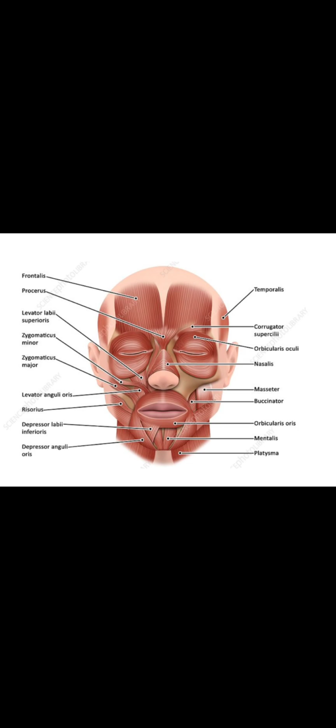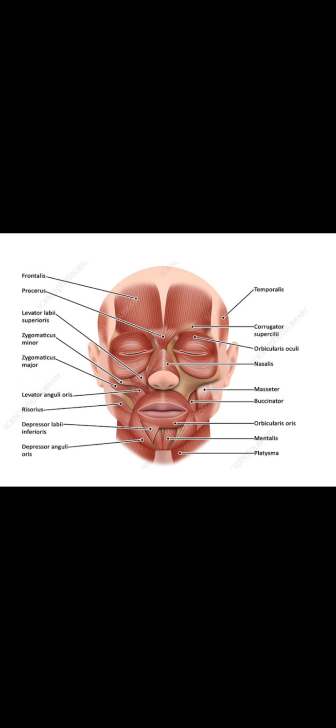Okay. Moving forwards to the next type of muscle. I told you levator labii superioris and depressor labii inferioris. See, here is levator labii superioris. Insertion is over the upper lip, so it will elevate the upper lip. This is depressor labii inferioris. Insertion is towards the lower lip, so it will depress the lower lip. Okay.